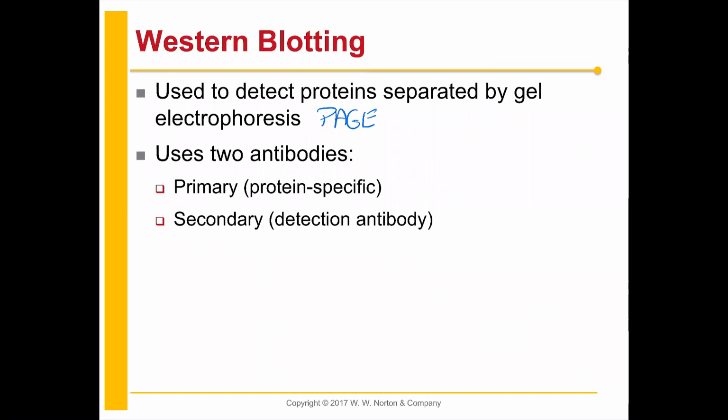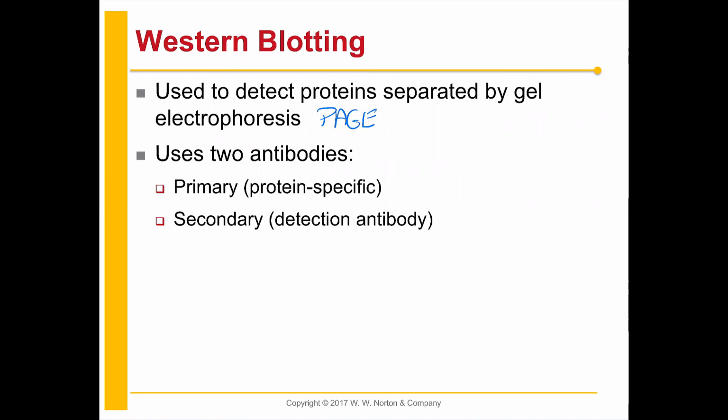And it could be a 1D, it could be a 2D, it could be native, it could be denaturing, doesn't matter. But you run a gel. So you're going to separate them based on either just size or size and charge, doesn't matter. But you have to get that initial first separation.